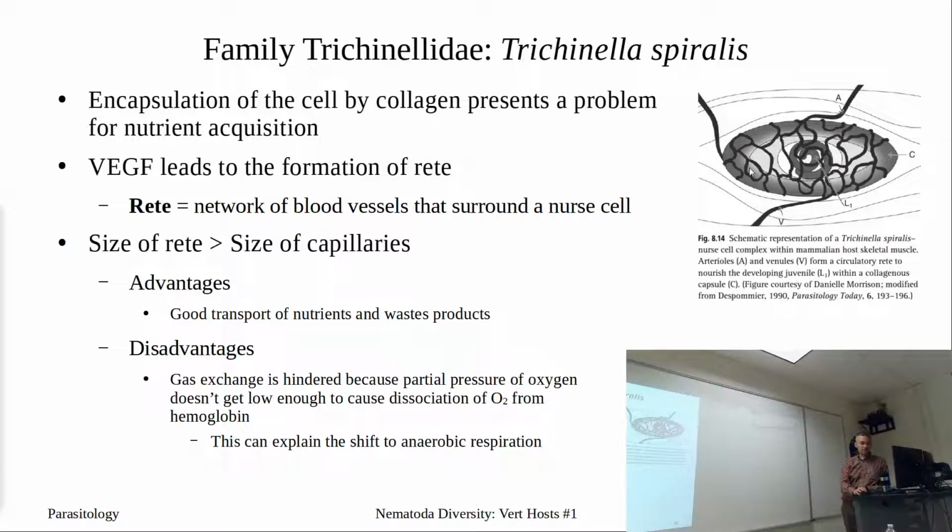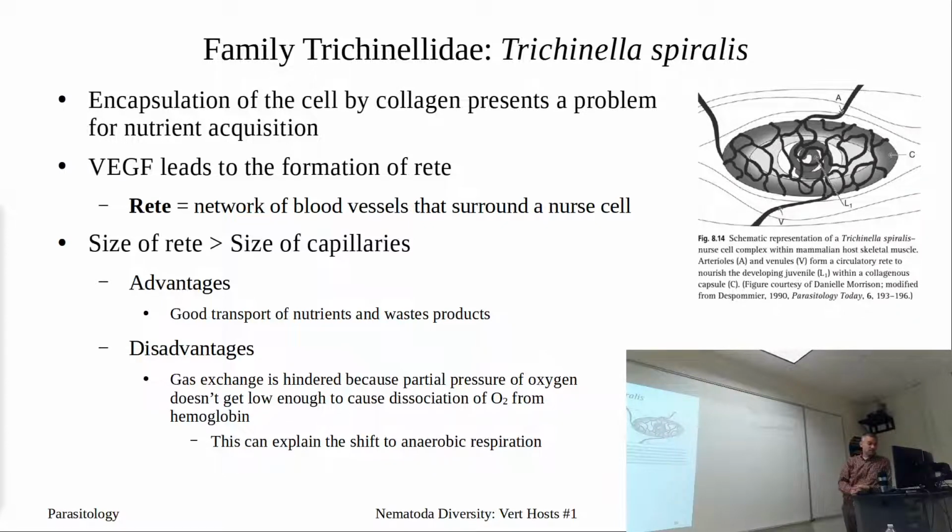So you've got your nurse cell, you've got the collagen encapsulating it, and then you have this network of blood vessels surrounding it. This is a RETE. It's actually an interesting story on how they found it, right? Ultimately, they had it crystallized and dissolved the content, so it left this cage of blood vessels. Pretty cool. I think I have a book that tells that story.